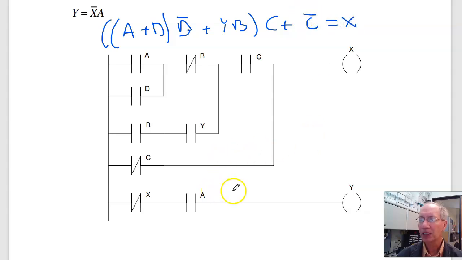And then Y is series, A and X bar. Doesn't have to make sense. That's just what the ladder diagram says.